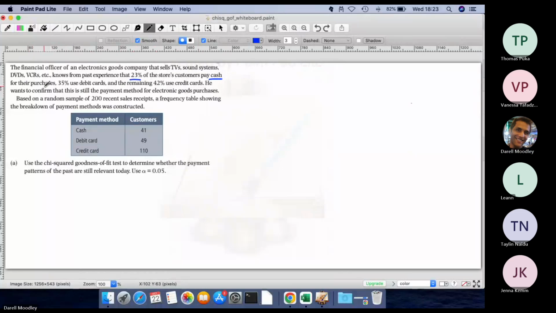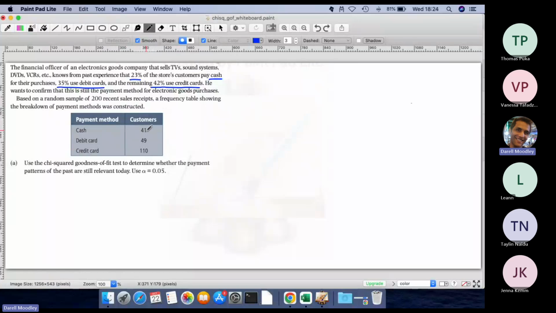Okay. 35% use debit cards, and the remaining customers pay using credit cards. 42% use credit cards. Right. Now he wants to confirm that this is still the same payment method for electronic goods purchases. So what this financial officer has done is taken a sample of 200 sales receipts and put this frequency table together here.